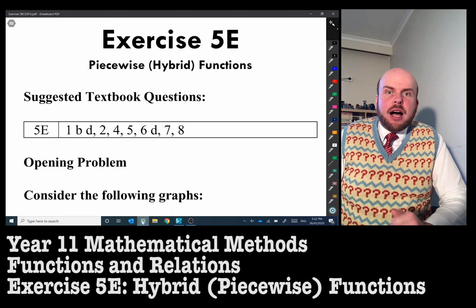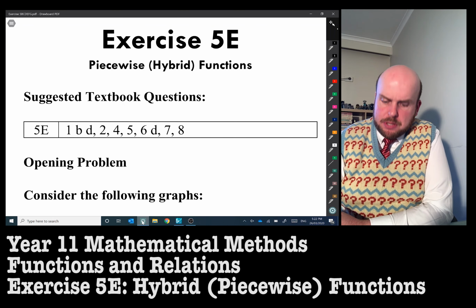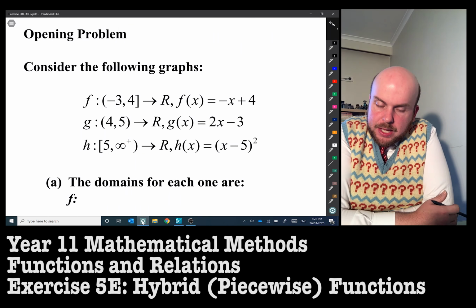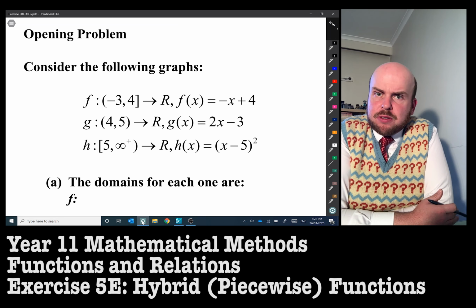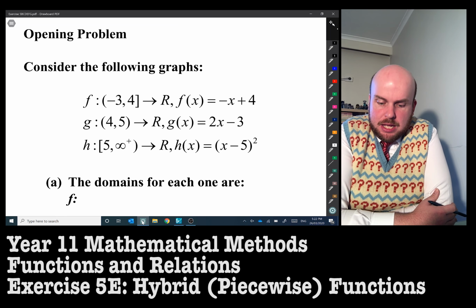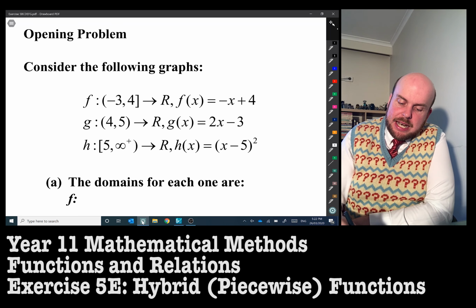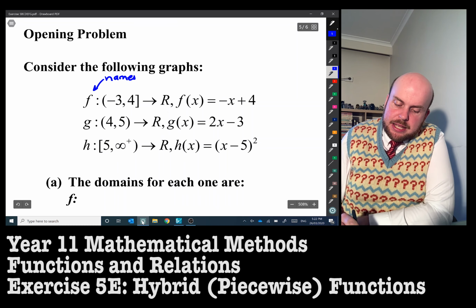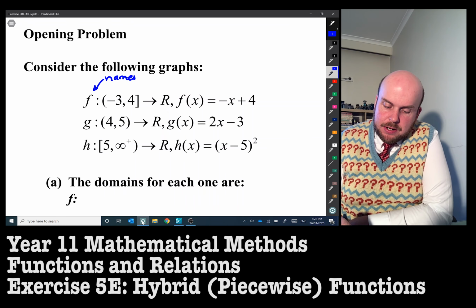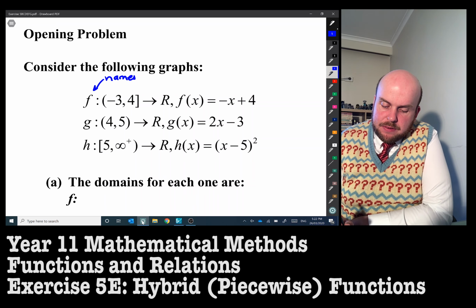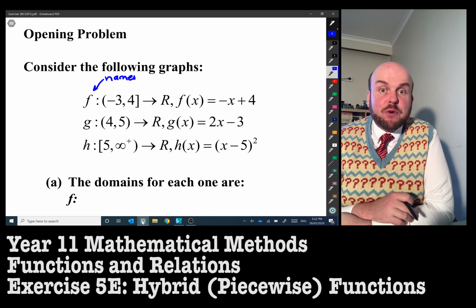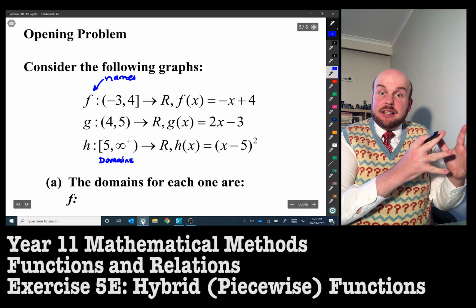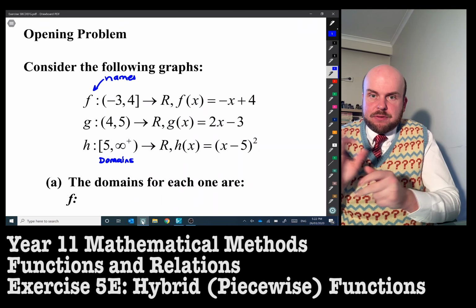So, as I do like to start, as per usual, with an opening problem. Consider the following graphs. You see, they have been written in what is known as function notation. So what that means is that we've got the little names for the graph. So remember that these are the names. And then it has these numbers here. So this has got -3, 4. We've got a 4, 5 here and a 5 to a positive infinity. Of course, that means the domains. So that means where do the x's start and where do they end on a graph from left to right.